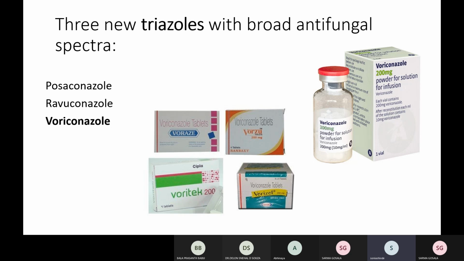So, three new triazoles with broad antifungal spectra were introduced over the last 2 decades: posaconazole, ravuconazole, and voriconazole. Today, I'll be discussing in detail about voriconazole.